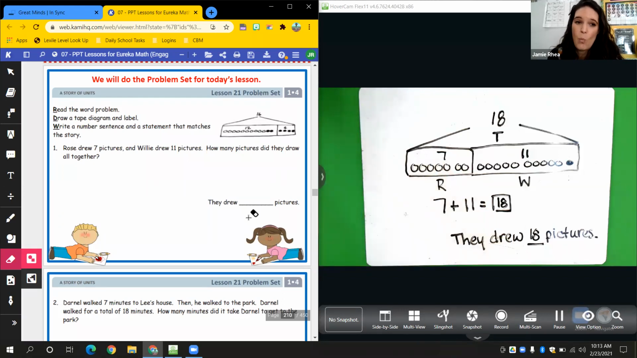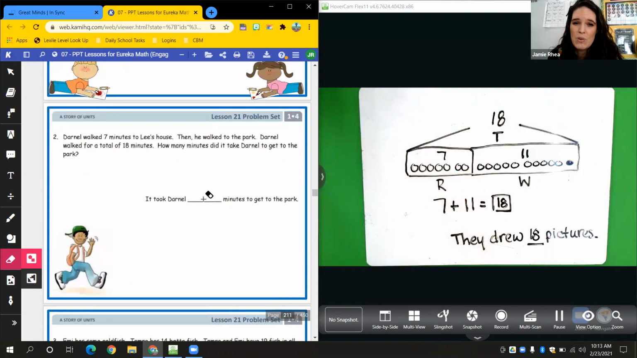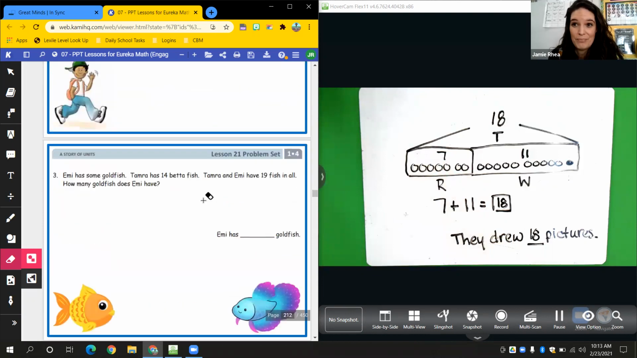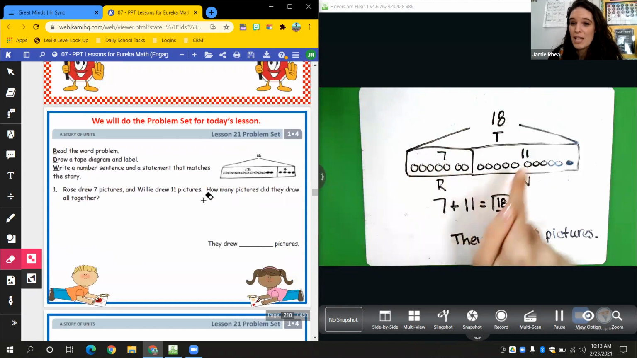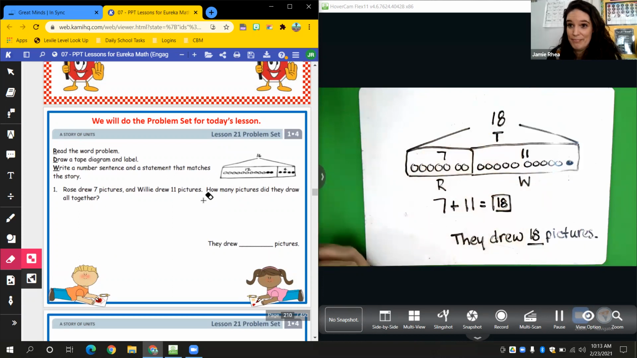So you're doing 1, 2, and 3. Okay, read the problem. Draw out your tape diagram and label it. Make a sentence and then fill in the statement. You have to do all that on 1, 2, and 3. Okay, once you finish that, do your exit ticket, turn it in to me, and you'll be done.